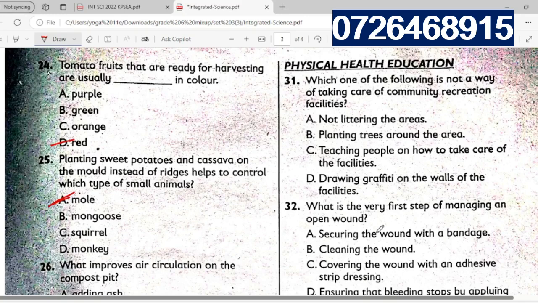Which one of the following is not a way of taking care of the community recreation facility? Not littering the area. Plant trees around the area. Teaching people on how to take care of the facility. Drawing graffiti on the walls of the facility. Physical education is planting trees around the area. That is not.